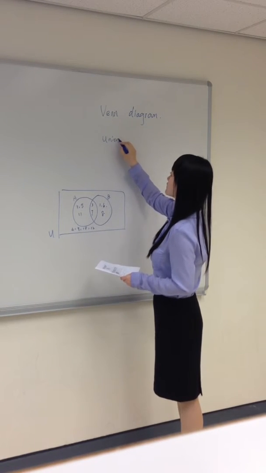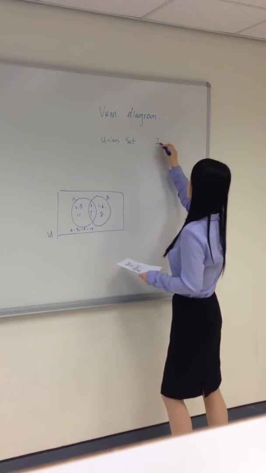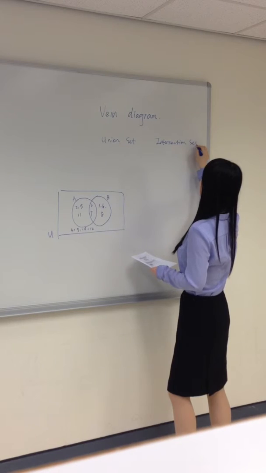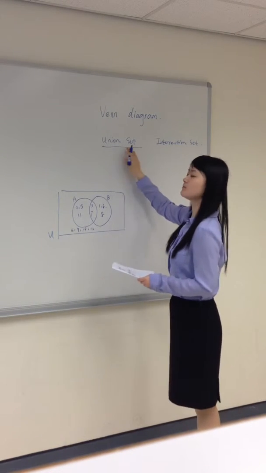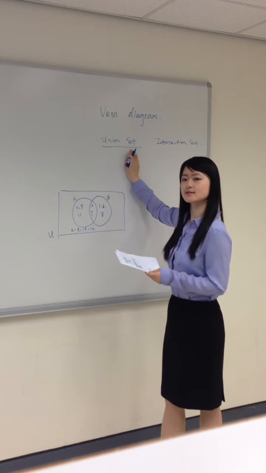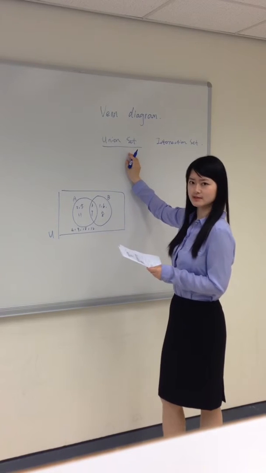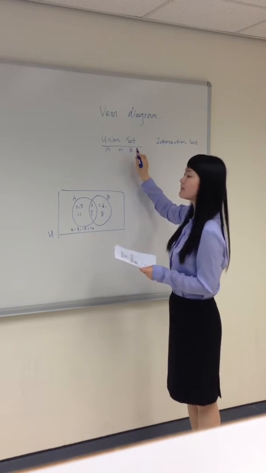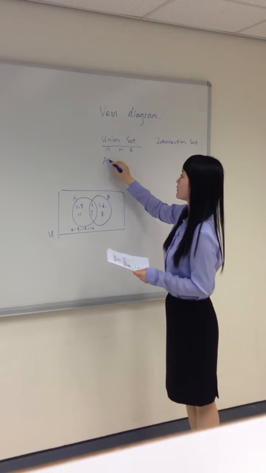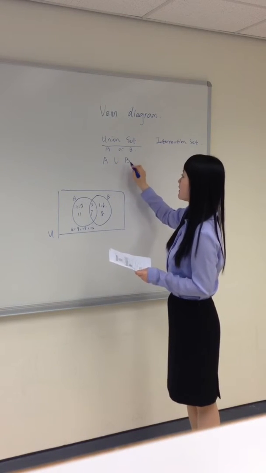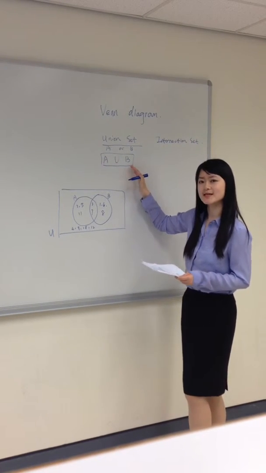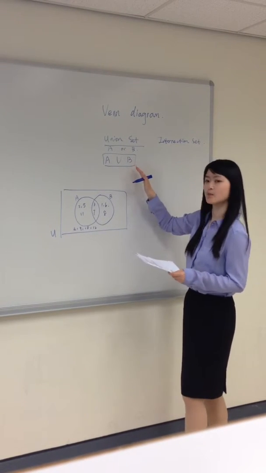Union set first, and intersection set. Union set means that is a set consists of all the elements that are in A or in B, and that can be written as this. So if you see A union B, that means the union set of set A and set B.